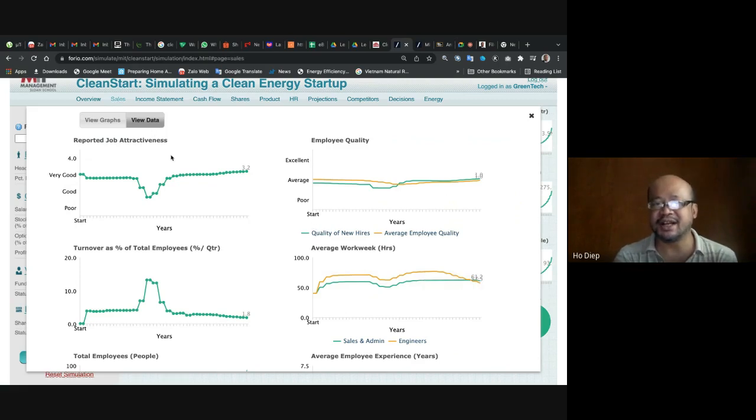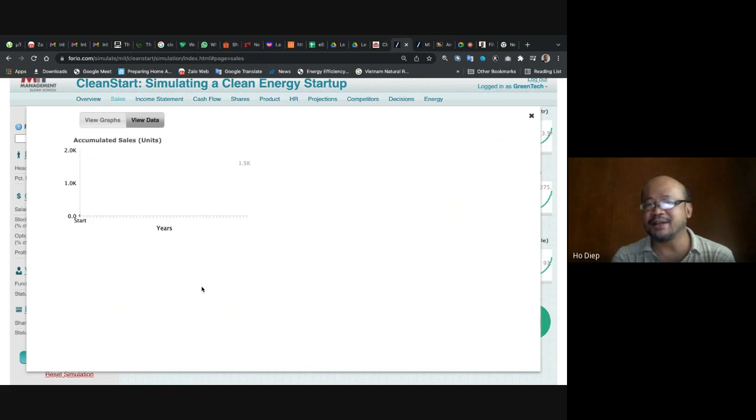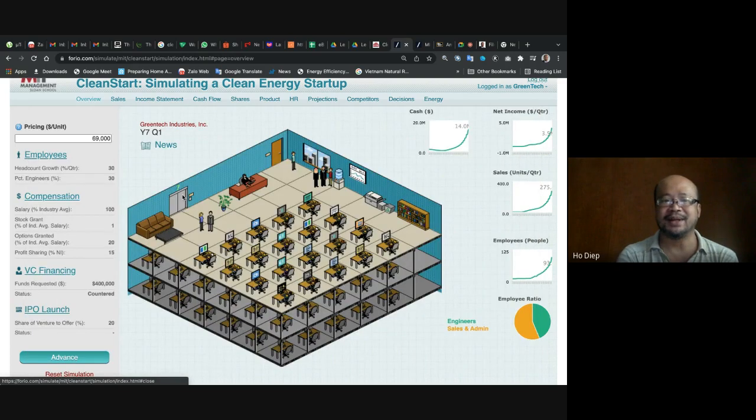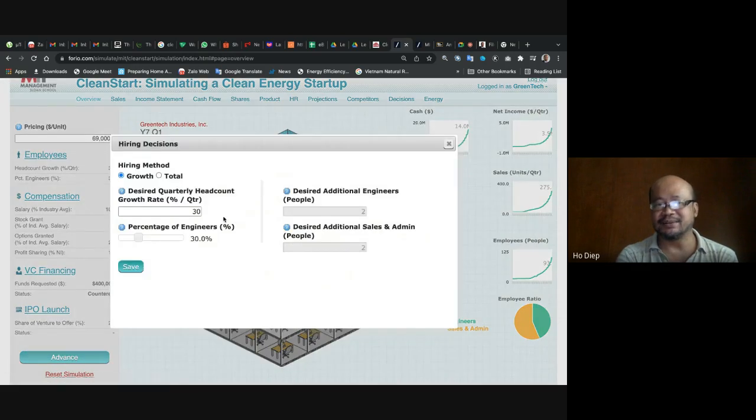In terms of market share, are we still growing? We managed to increase our market share from about 15% up to about 20% now. We have 20,000 prospects when the market only has 80,000, so we have a quarter of the market and we're still growing. So let's hire more sales staff and reduce the engineers, which are still very high. Let's reduce it down to maybe 10% and start to grow our sales staff.